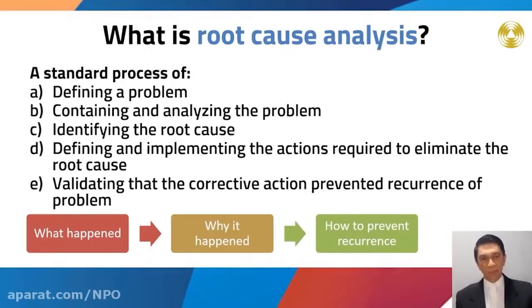The third is finding the root cause of the problem by employing the basic techniques of root cause analysis, which we will discuss later on. There are three basic types of causes. These are the physical cause, the human cause, and the organizational cause. So after identifying the root cause, next step is to recommend and implement corrective actions. And the last and final step is validation. Validate the effectiveness of the corrective actions that you have implemented.